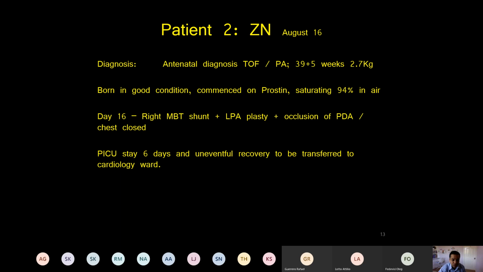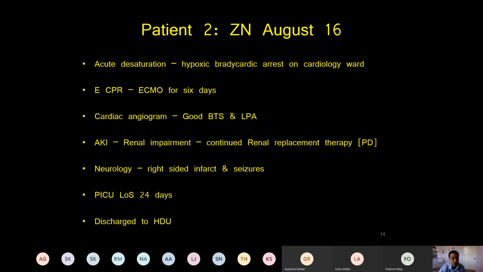So after 6 days, the patient had recovered and gone to the cardiology ward. And things didn't go right, though the immediate post-operative period had been very quick to go to the ward: acute desaturation, hypoxia, bradycardia on the cardiology ward, and this patient landed on ECMO, arrest, ECPR ECMO, and was supported with ECMO for 6 days. So obviously going through, making sure the anatomy was fine, the BT shunt looks okay, the LPA looks pretty good as well.